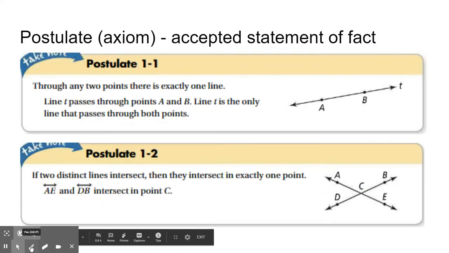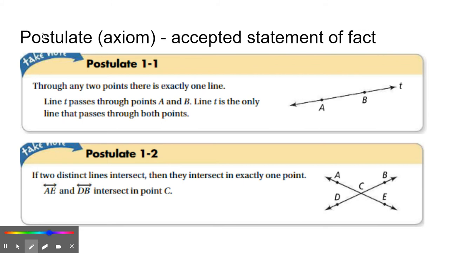Okay, next we're going to talk about these things called postulates. So in geometry, we're going to use this word postulate often. Postulates are just accepted statements of fact. So you just have to believe it's true. And a lot of the basis of geometry is off of these postulates. Now, if you take further math, they might be called axioms.